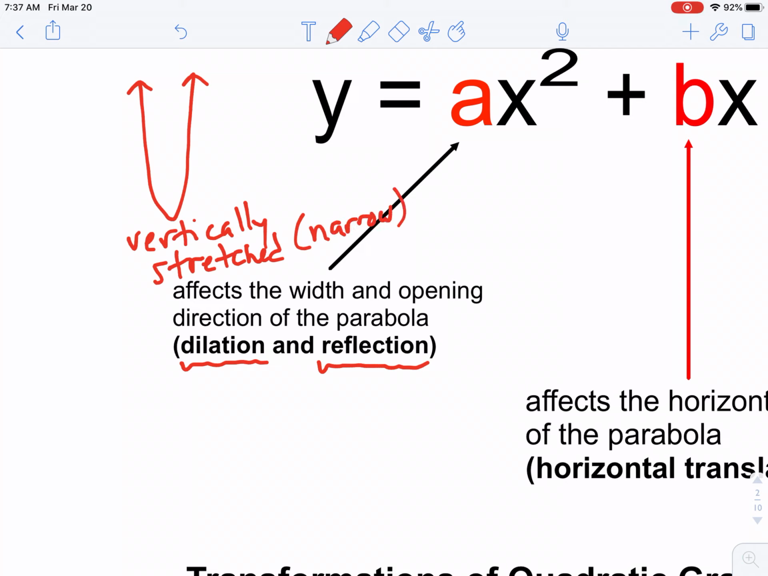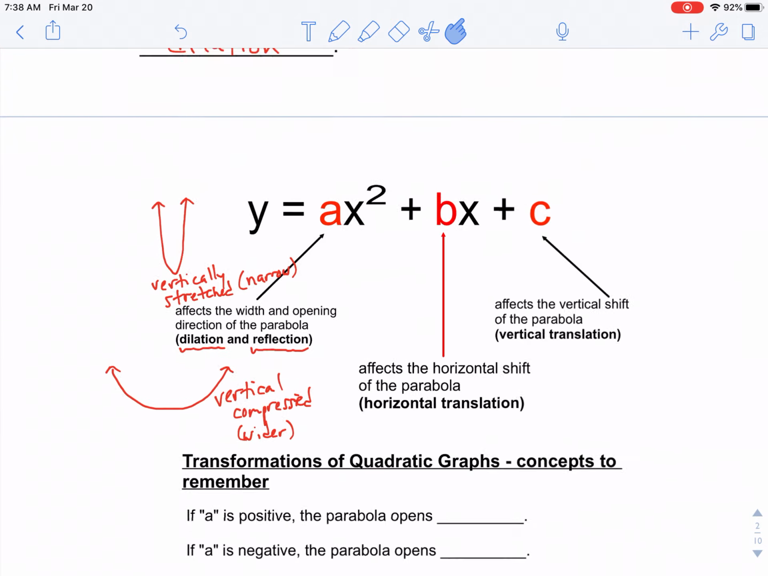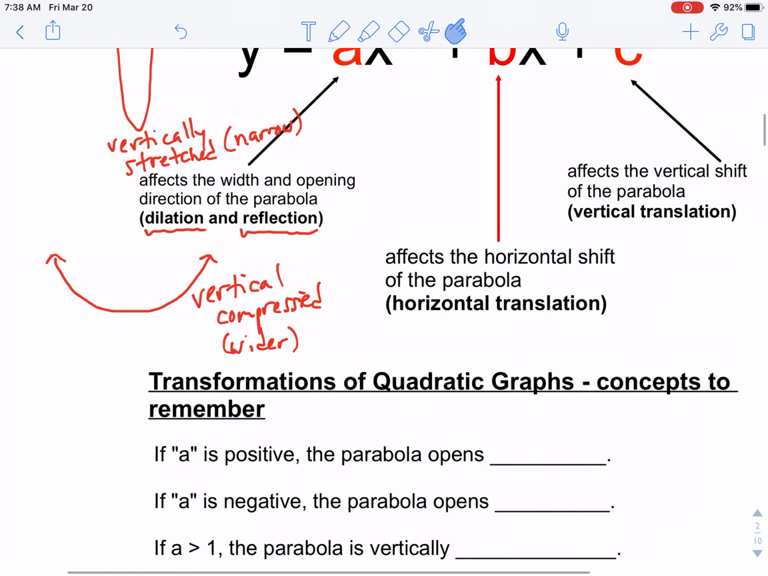Then you may see other ones that are real wide and flat, like this. Those are called vertical compressions. They're getting flattened. Vertically compressed. They're wider. All depending on that A value. Okay? The A value also controls whether or not the parabola is reflected. So if the A value is positive, it won't be reflected. But if the A value is negative, it will be reflected. Okay? So that's down here.